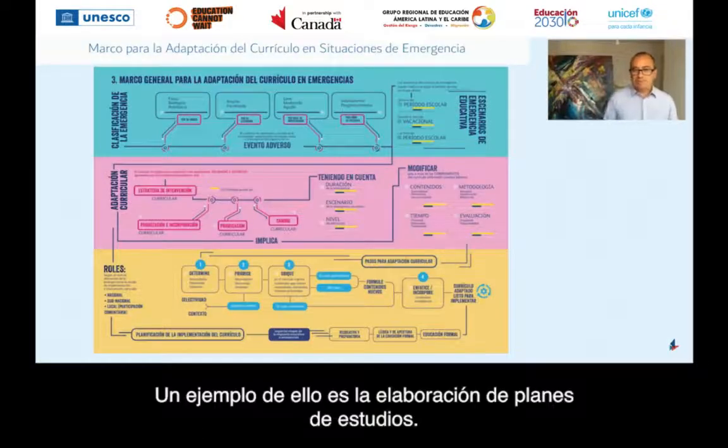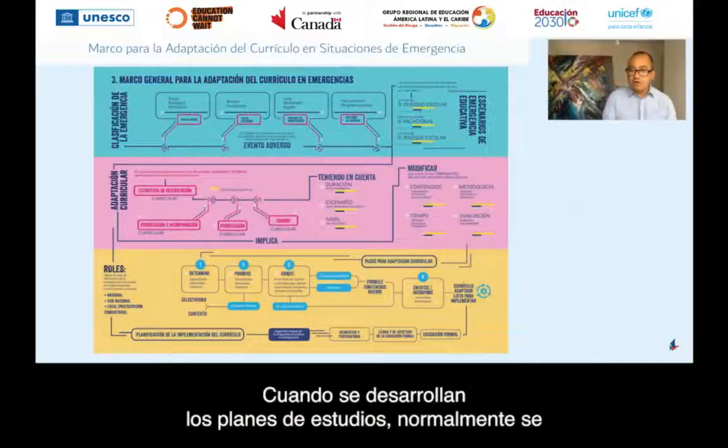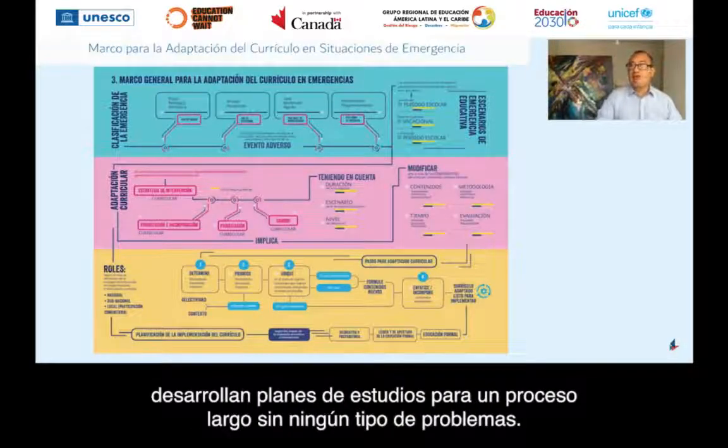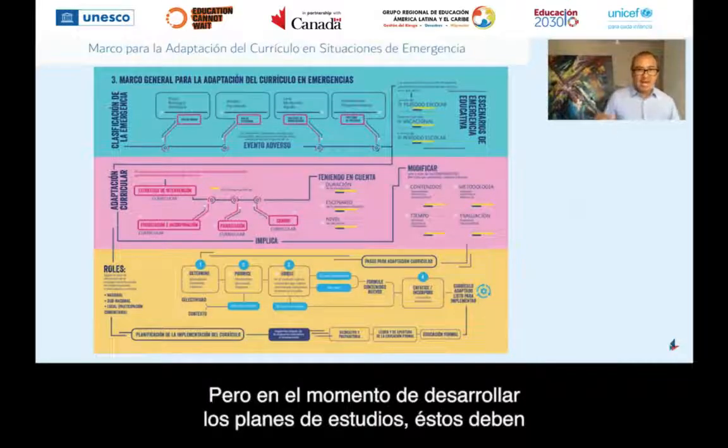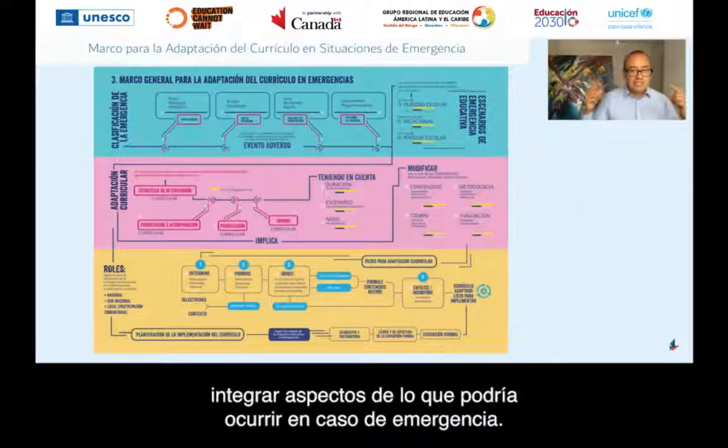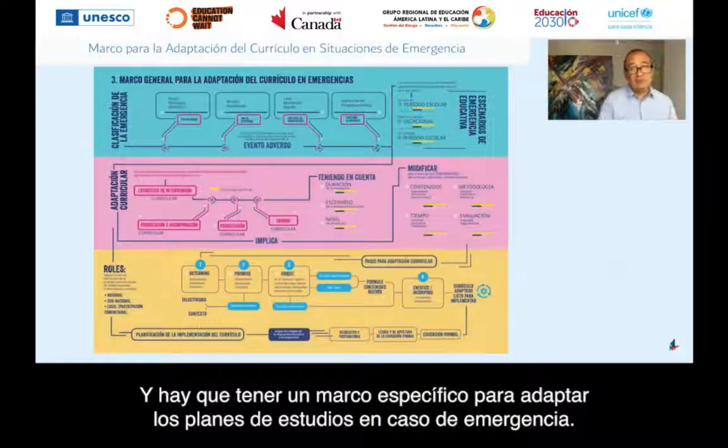One example of this is when you are developing curricula. Normally you develop curricula for a long process with no kind of issues. But at the same moment when you are developing the curricula, it should integrate aspects of what could happen if an emergency arrives, and you have to have a specific framework for adapting the curricula in the case of an emergency.